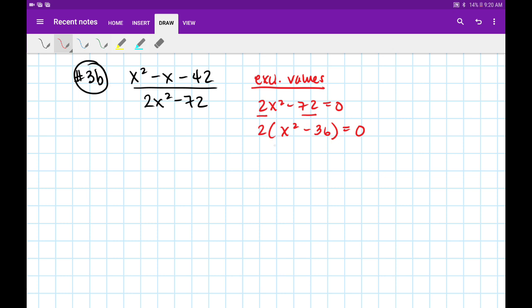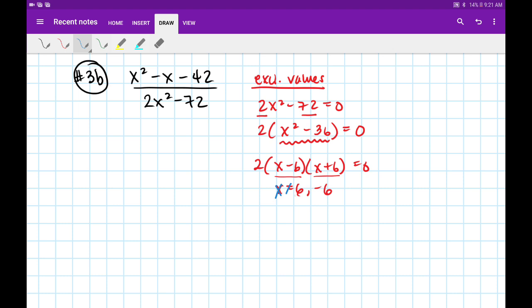And we can continue factoring because now I recognize a difference of squares here. So the 2 stays, but this becomes x minus 6, x plus 6. And finally, I get x equals positive 6 by setting that equal to 0, and x equals negative 6. These are my excluded values.